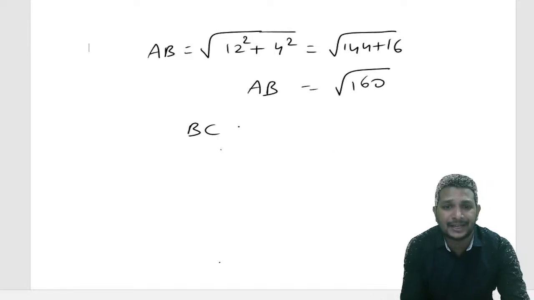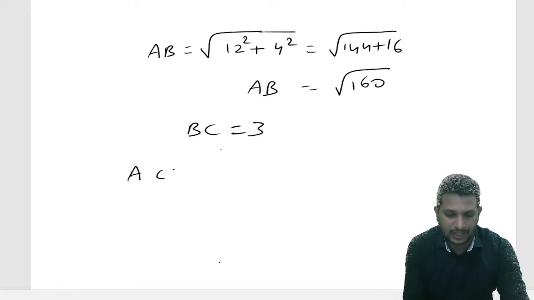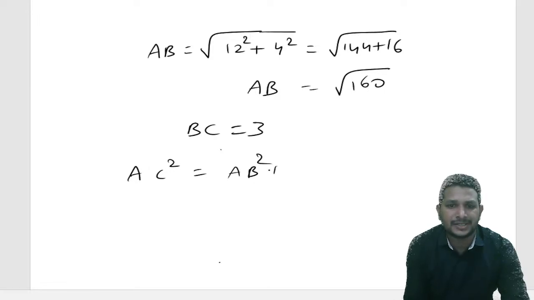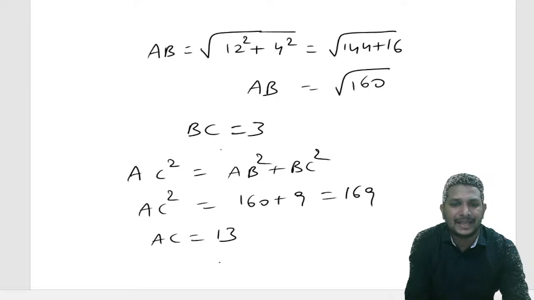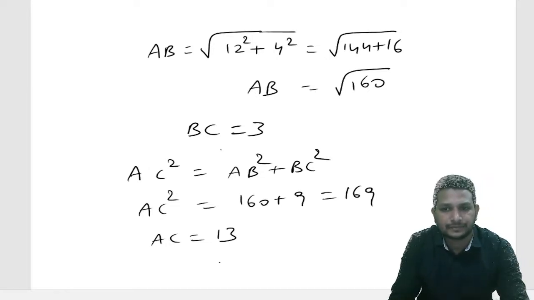Next, BC they gave as 3. So according to Pythagoras theorem, AC square equals AB square plus BC square. Square is there, so the square root gets cancelled. 160 plus 9, AC square equals 169. So AC is 13. We got the value of AC as 13.